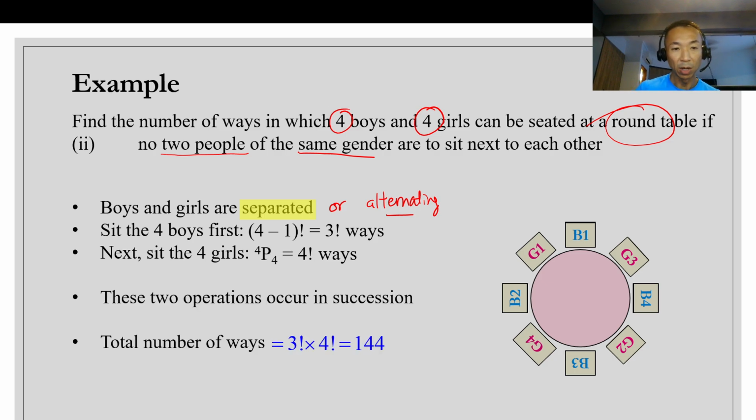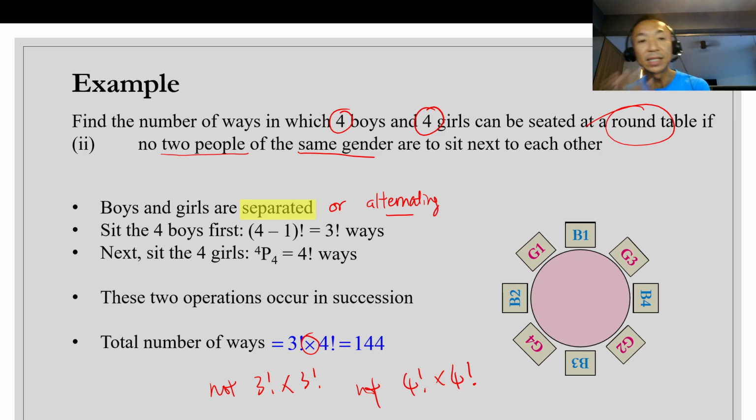So therefore, because these operations occur in succession, you use the multiplication principle. So take note, it is not 3 factorial times 3 factorial. It is also not 4 factorial times 4 factorial. These two are both wrong. So first you need to sit one gender first, then followed by the other. A common question is, can we sit the girls first? Yes, of course you can, you will get the same answer anyway.